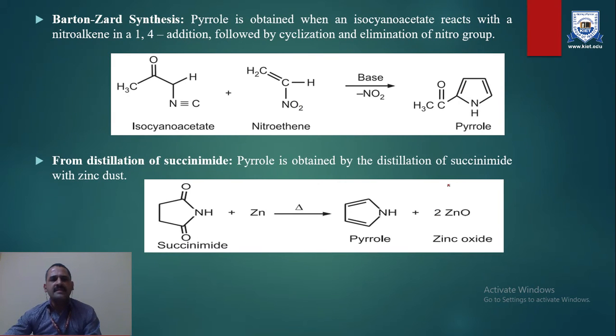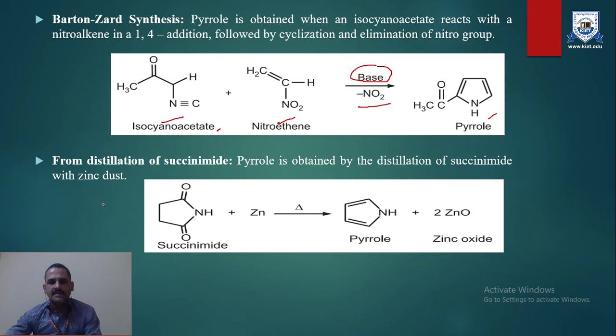The next synthesis is the Barton-Zard synthesis, where the pyrrole is obtained when an isocyanate molecule, here as a substrate, reacts with a nitroalkene in a 1,4 addition. So the nitroalkene will react with the isocyanoacetate molecule in the presence of base. Because of the subsequent loss of nitro group, again the substituted pyrrole will be obtained as a reaction product.